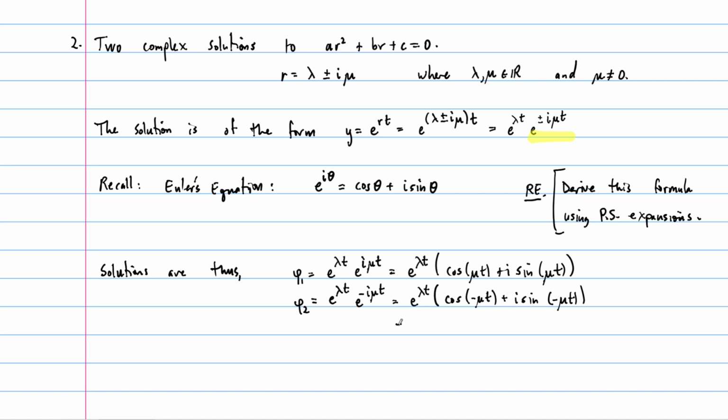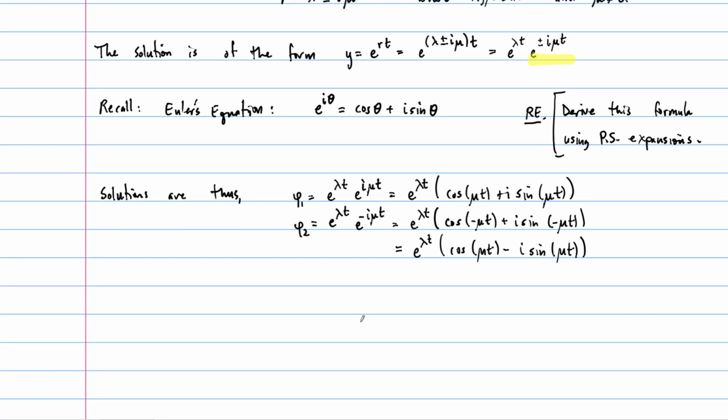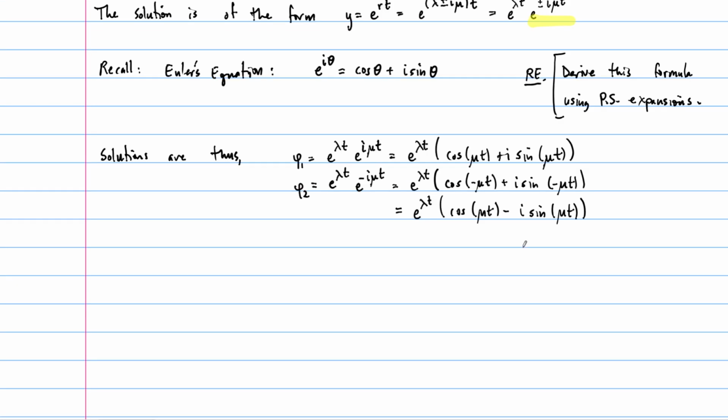So actually, our phi 2 is e to the lambda t times cosine of mu t minus i times sine of mu t. Okay? And so now, what do we have? Well, our general solution should be a linear combination of these two. Notice that they're built out of the same function. So now you're probably starting to wonder, how is it going to be possible that these are going to be linearly independent? They are.